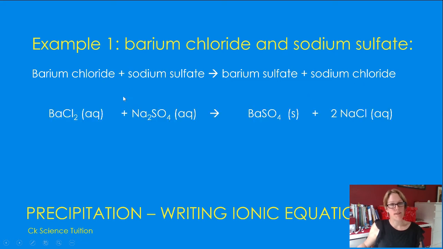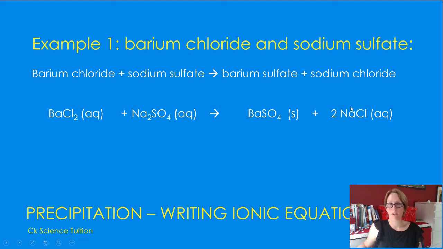So I can now write a full symbol equation. There's quite a lot of formulae going on in this because I'm going to need to worry about barium having a 2+ charge, sulfate has a 2-, etc. And I've got to do some balancing because I've got 2 sodiums here and 2 chlorides, I've got 2 NaCl's. The main thing we can see is we start with a solution and another solution, and we end up with a solid, which is my insoluble substance, and another solution.